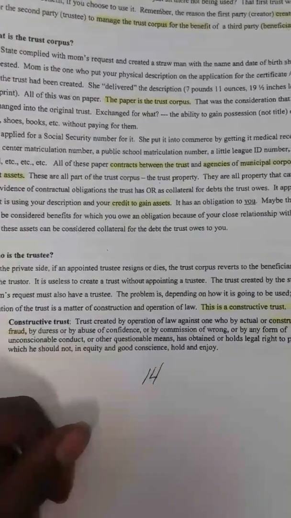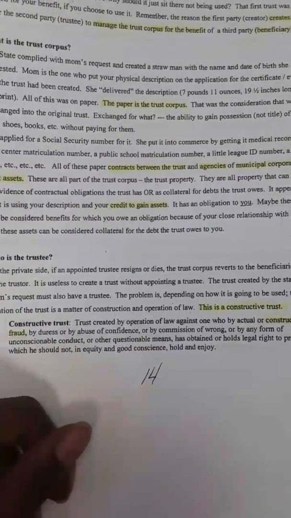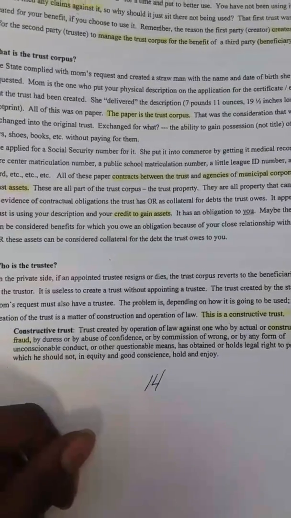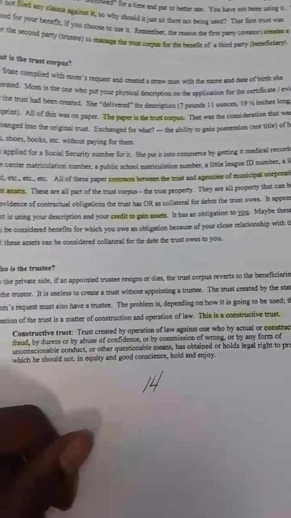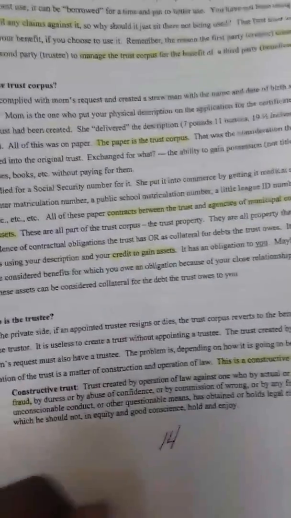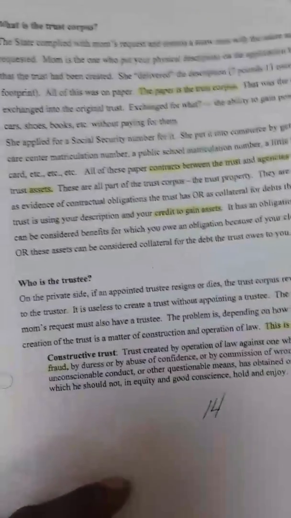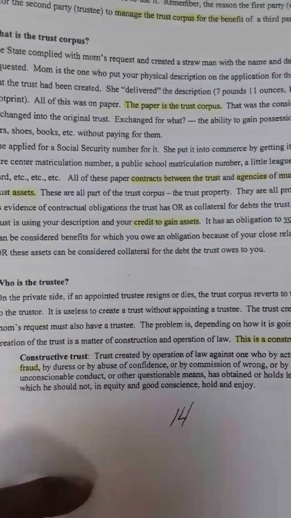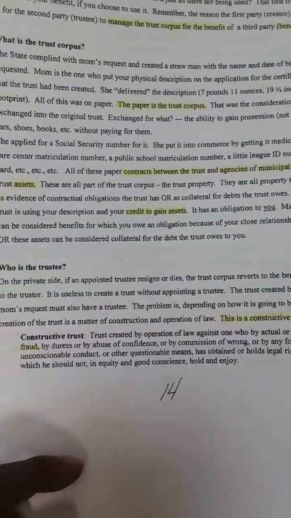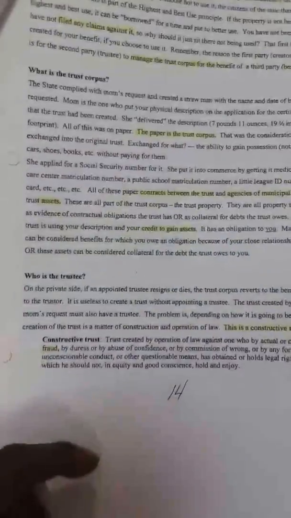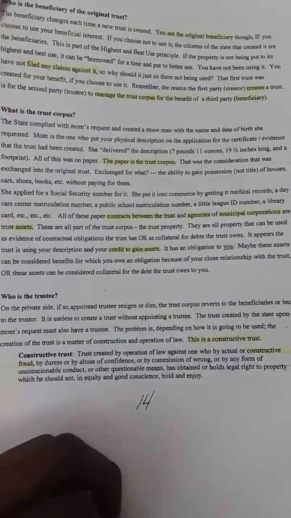So it says constructive trust created by operations of law against one who by actual or constructive fraud, by duress or by abuse of confidence, or by commission of wrong, or by any form of unconscionable conduct or other questionable means has obtained to hold legal right to property which he should not, in equity and good conscience, hold and enjoy. See that? That's what a constructive trust is. It's not for you, it's for you to be abused and for them to run your stuff.